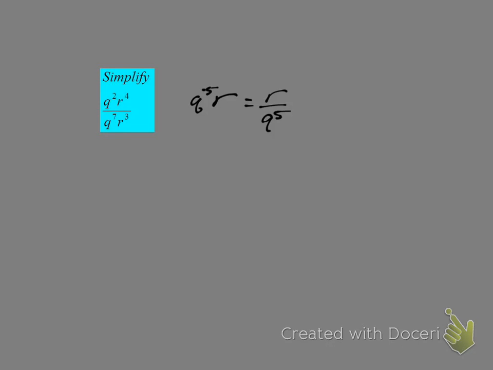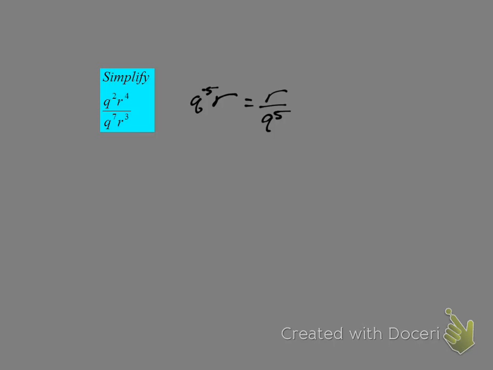Now, does anybody see a shortcut? Yeah, when it's negative, just put it to the bottom. No. That's part of the problem. It's not a shortcut. Subtract q to the 2nd from q to the 7th on the top. Good.